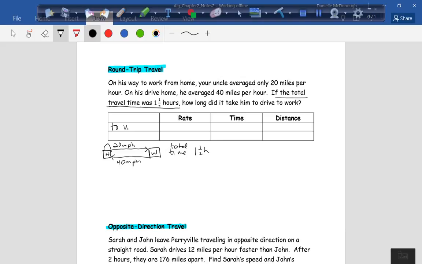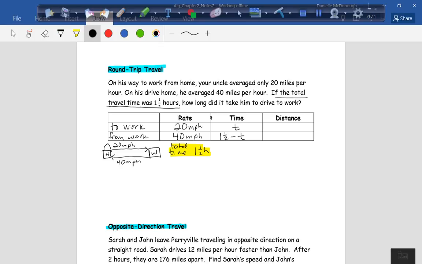So basically we have two things, to work, and then from work, so going back home. Remember the rate to work was 20 miles per hour, and the rate on the way back home was 40 miles per hour. Now we have to take this total time of 1.5 hours. Well, if I said it took t hours to get to work, to get home from work would have to be this 1.5 hours minus the time it took him to go to work.